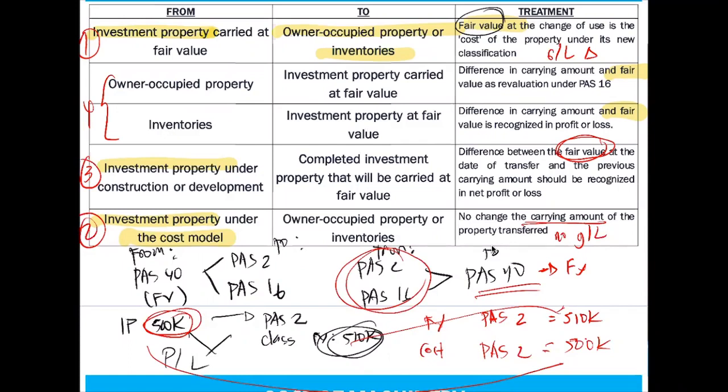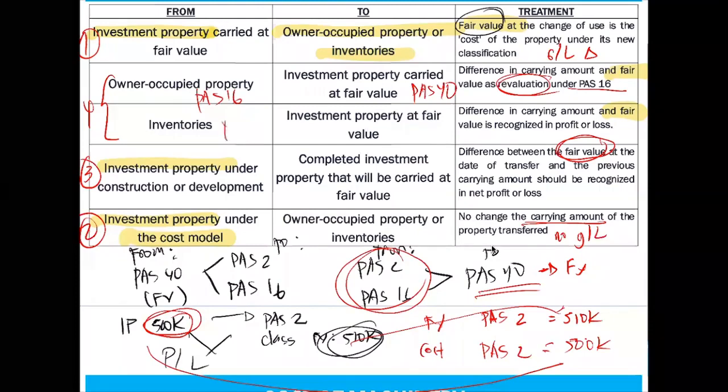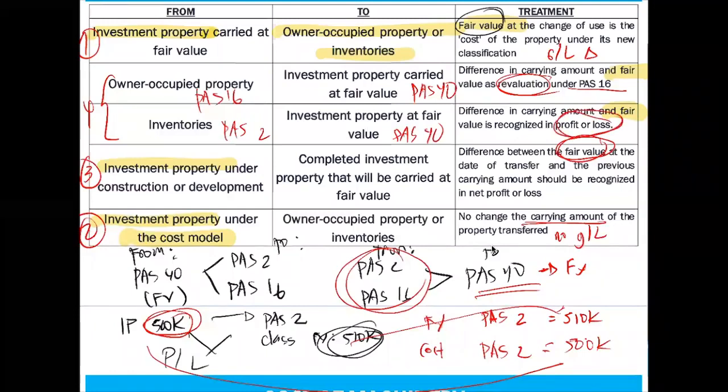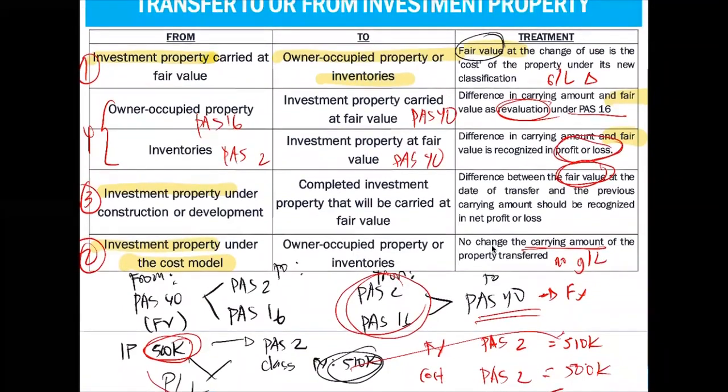Kailan siya as revaluation? If ever it is from PAS 16 to PAS 40. Okay? Tapos ito, PAS 2 to PAS 40. Okay. So dun sa PAS 16 to PAS 40, kailangan yung PAS 40 niya at fair value. Since you will account it at fair value, revaluation. PAS 2, PAS 40, since you will account it at fair value, profit or loss.